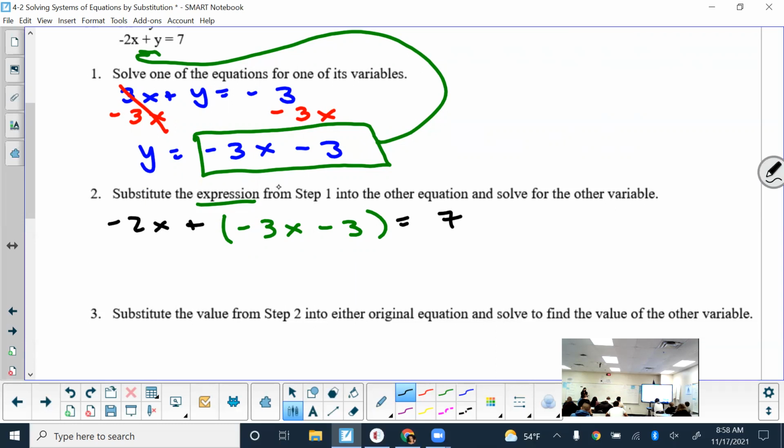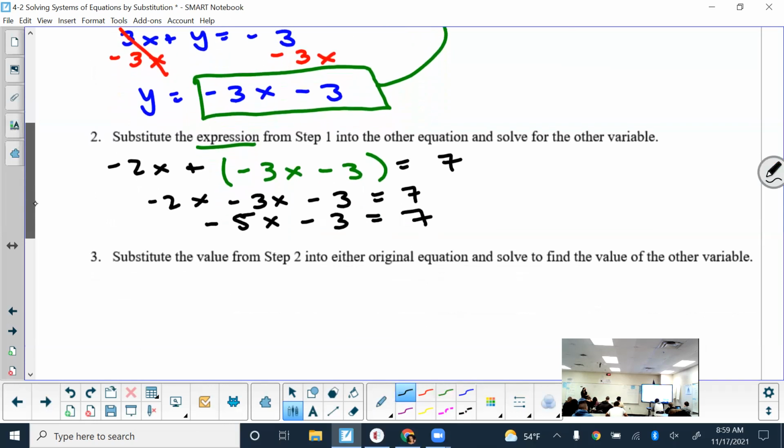Now solve for x. Normally there's a number out here. What number is out here if it's not written? Does that really change anything when I distribute it? No, so the parentheses basically just go away. So I have negative 2x minus 3x minus 3 equal to 7. Are there any like terms that I can combine? And when I combine them, I get, good, negative 5x minus 3 equals 7.